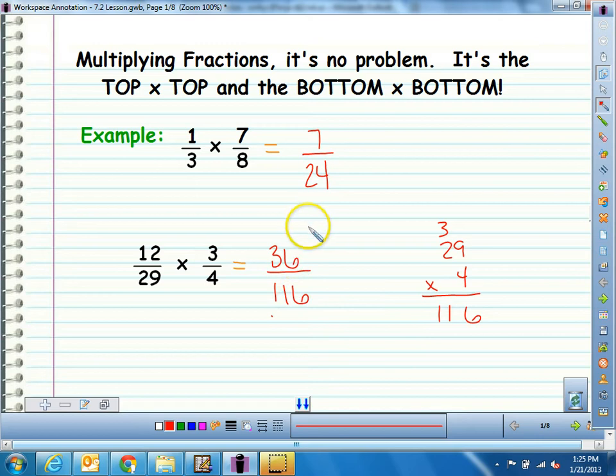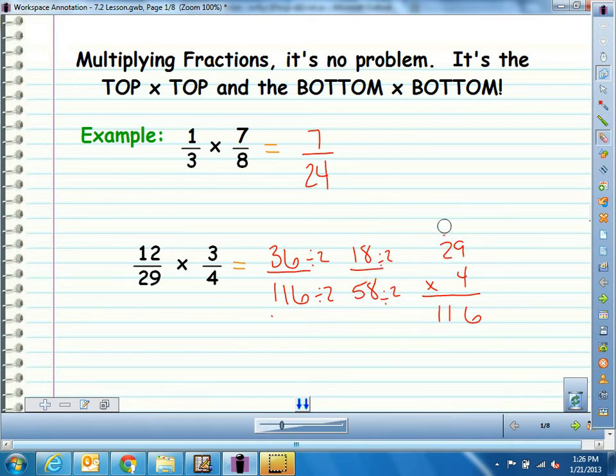Well, I guess I know they're both even, so I can divide them both by 2. See where that gets me. 36 divided by 2 gets me to 18. And 116, well, I know half of 100 is 50. Half of 16 is 8, so I guess that would be 58. Well, I can divide it by 2 again. They're both even. So let's see.